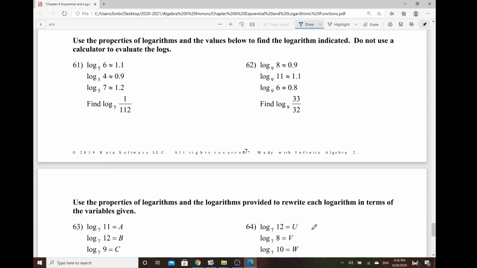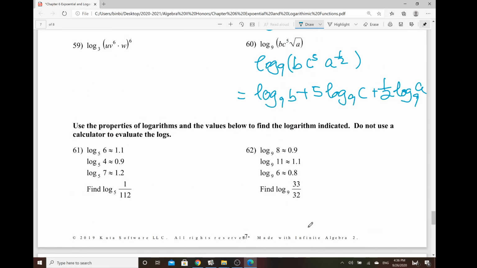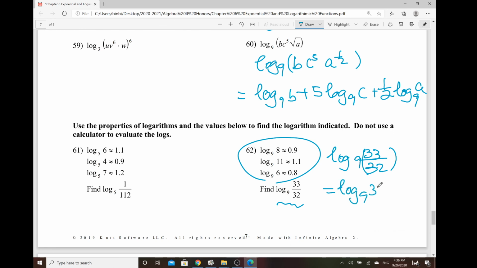And now what about the last two problems? So how do we expand it? How do we evaluate with the given approximation? So here's what we need to do: simplify it first. So log base 9 of 33 over 32. Well, first thing that I can do, I can always use that to what? Quotient to difference. Can expand it. So log base 9 of 33 minus log base 9 of 32.